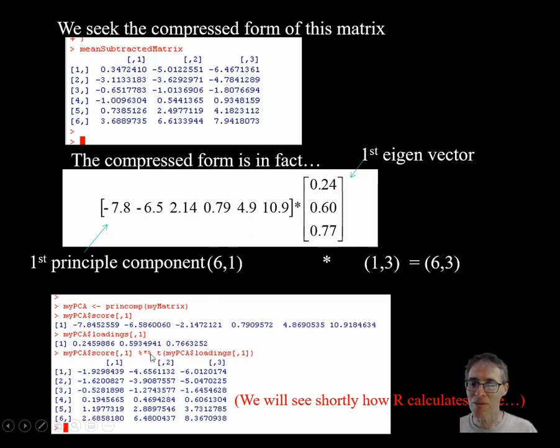And when I multiply these two together, I don't get the exact matrix back. I've lost some information. These numbers are not exactly the numbers that they are up here. So this number that was 5.01 has now become 4.65, and this number that was 3.62 has now become 3.90. So this is lossy compression. It's not perfect compression, but I've got most of the information back from this original matrix.